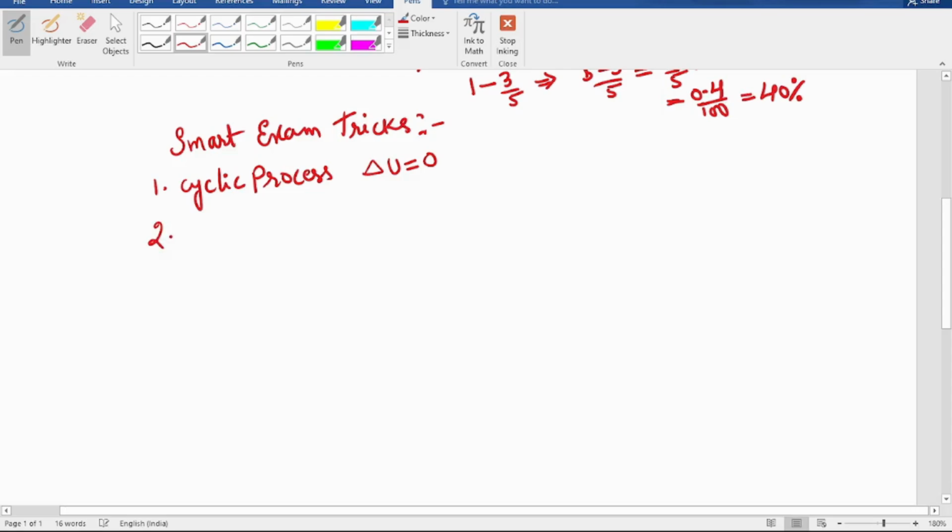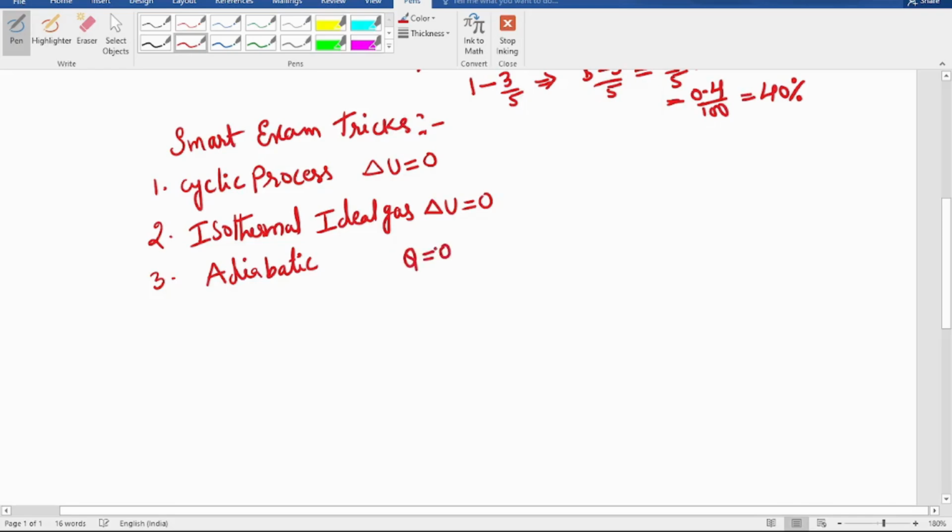The second one is about isothermal along with an ideal gas. Isothermal and ideal gas: in that case also, internal energy will become 0. And the third one is about the adiabatic process. Whenever they give an adiabatic process, Q will become 0, as no heat exchange takes place.